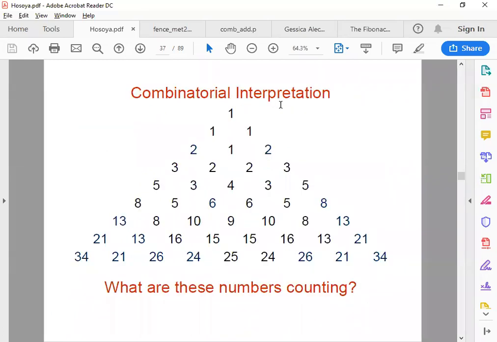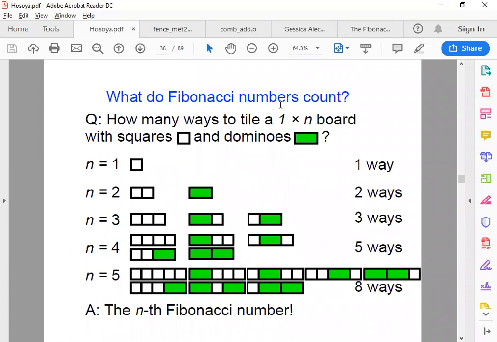So of course you should ask, and if you don't, I will, what are these numbers counting, right? I mean, anything that has all kinds of beautiful identities has to be some kind of counting problem in disguise, right? Well, okay, so let's review what Fibonacci numbers count. They count tilings using squares and dominoes. So how many ways can you tile a 1 by n board with squares and dominoes? There's one way to tile a strip of length 1, 2 ways to do length 2, 3 ways, 5 ways, 8 ways to do a board of length 5.